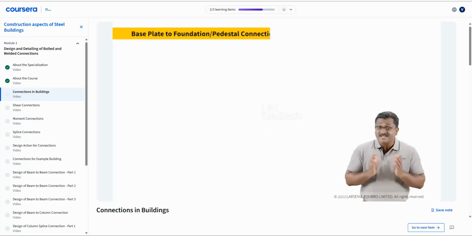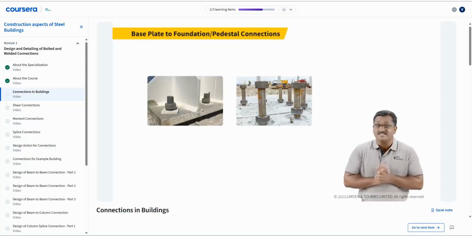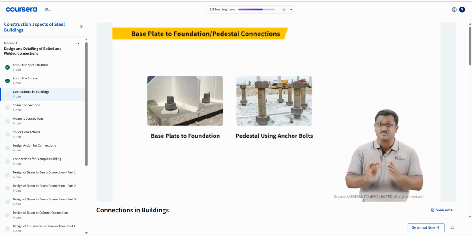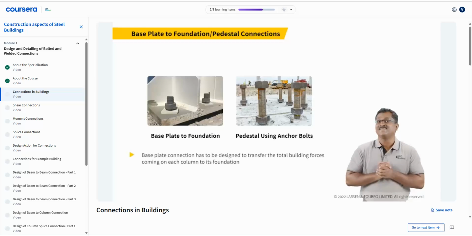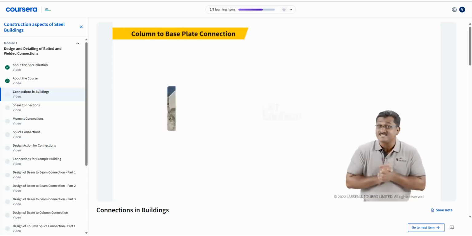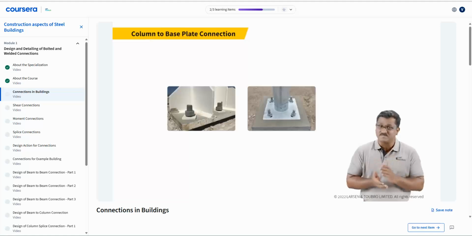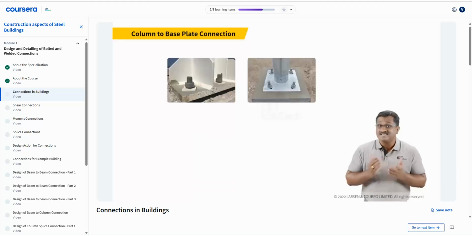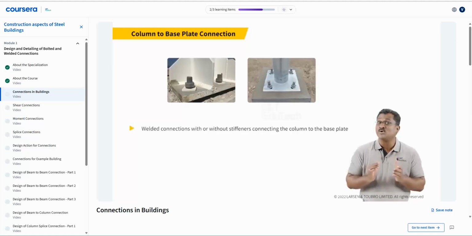The connections in structural steel buildings generally start with the base plate to the foundation or pedestal using anchor bolts. We have seen some connections of the base plate using anchor bolts in the previous topics. This connection has to be designed to transfer the total building forces coming on each column to its foundation. The next connection is the connection of the column with the base plate. These are generally welded connections with or without stiffeners connecting the column to the base plate.